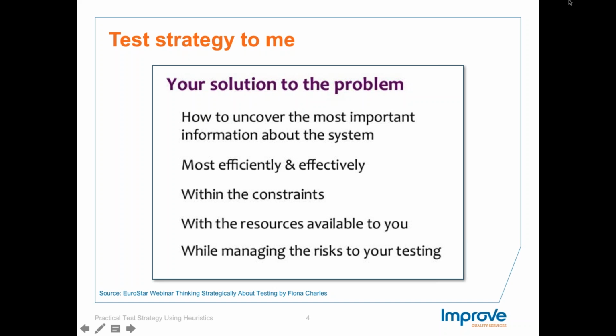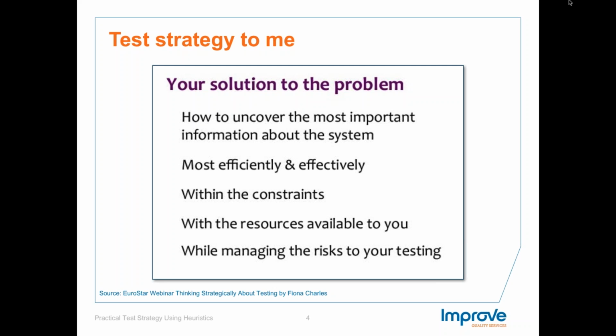To me, test strategy is a solution to a very complex problem. One of the most important missions for testing is to collect information about the system to help managers, product owners, or other people make decisions. So how do we uncover the most important information about the system, and how do we do that efficiently and effectively? And of course, there are a lot of constraints and resources, and it's all about risks. I think this is pretty complex stuff. So how do you do that?